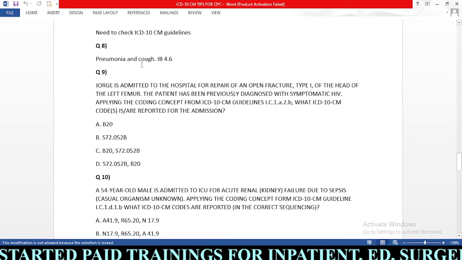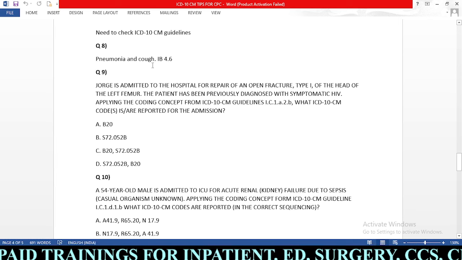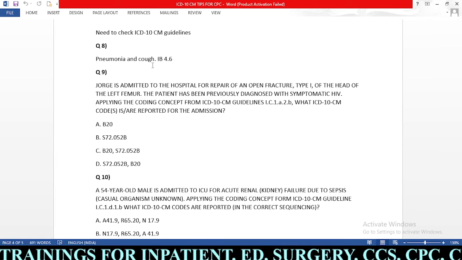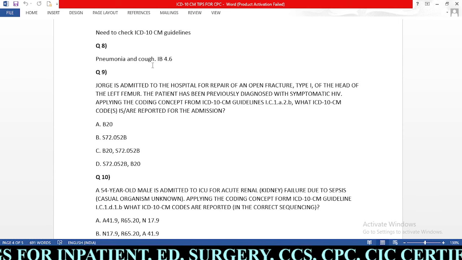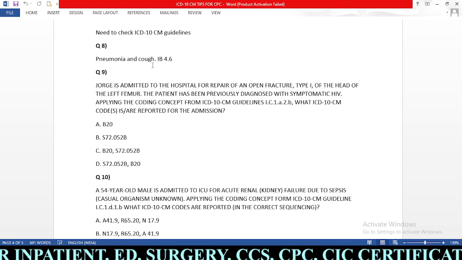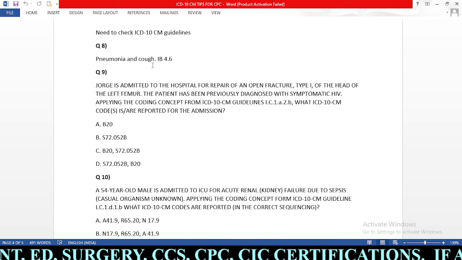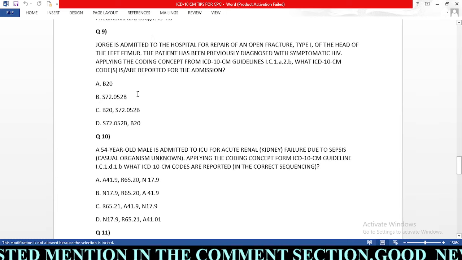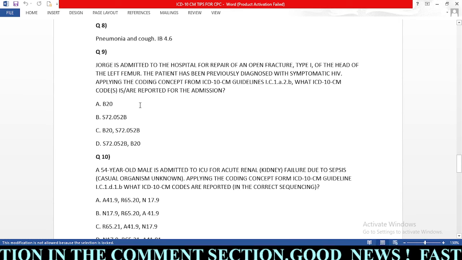So here pneumonia and cough. So documentation contains pneumonia and cough. So as all of us know, if there is a symptom and definitive diagnosis, we need to code only the definitive diagnosis, not the symptom. So here we will code only pneumonia. So here we have a few scenarios. We will learn how to code those scenarios.